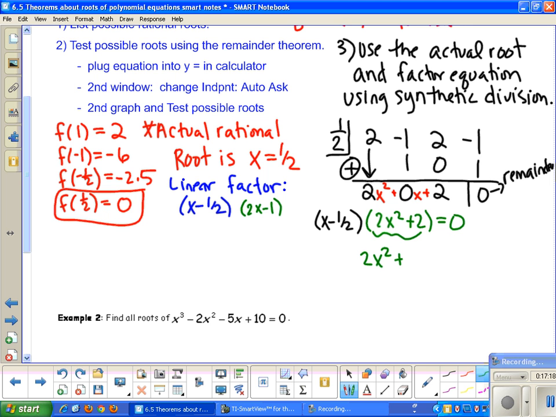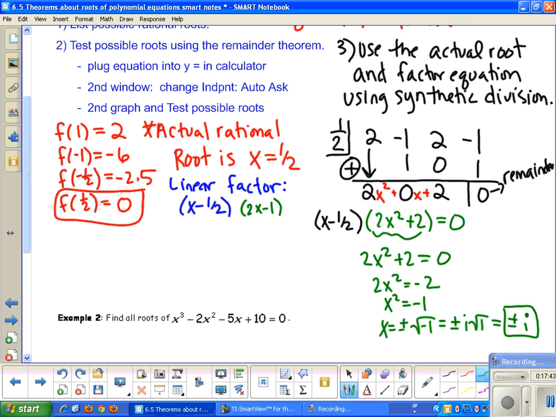So if I solve, I get 2x squared plus 2 equals 0. So take the 2 to the other side, I get 2x squared equals -2. Divide both sides by 2, and I get x squared equal to -1. When I get rid of an even power, I need plus or minus my answer and take the square root. So x is equal to plus or minus the square root of -1, which is equal to plus or minus i. And notice that gave me my 2 other solutions. So that means that all the roots, or solutions if you want to call them, to my equation are x equals 1/2 and plus or minus i.